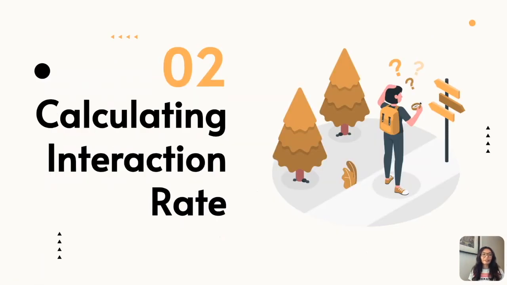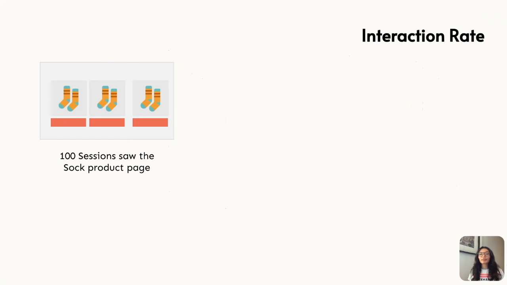Let's move on to calculating interaction rate. We'll be using the metrics that we just learnt about to gain a deeper understanding of interaction. So interaction rate is a very useful measure in the product analytics world and helps analysts find areas on websites or apps where the customer may be having trouble. We call these pain points.